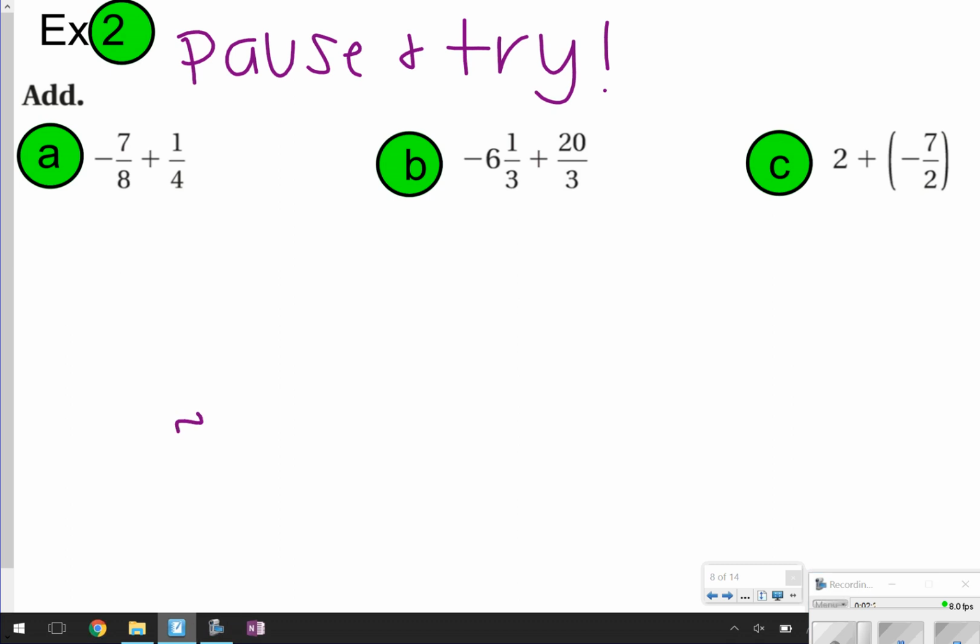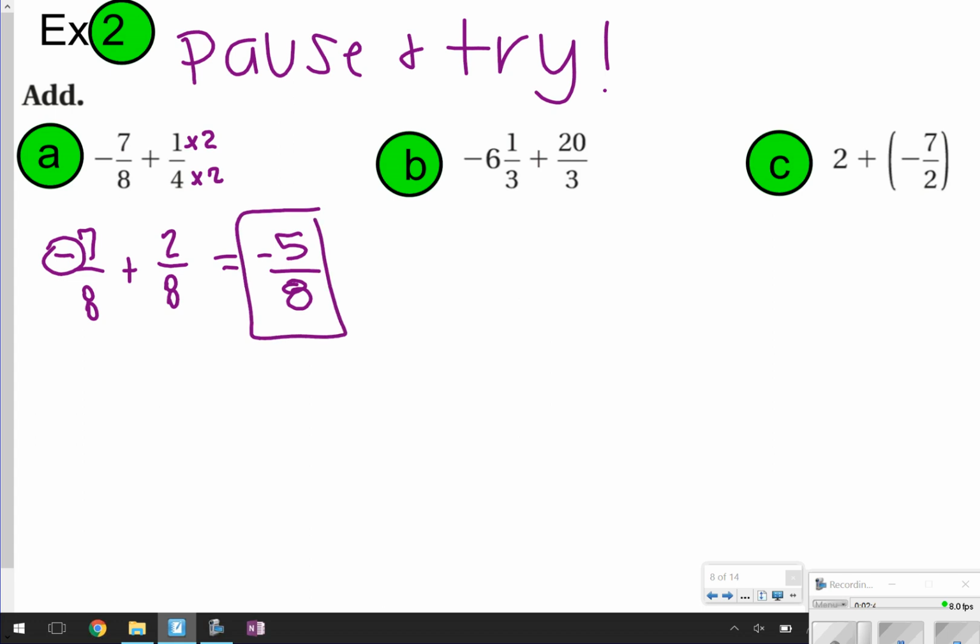Remember this first one, you do need to have a common denominator, so I'm going to change this 4 to the 8. So I'm going to multiply both those by 2. So my new fractions will be -7/8 plus 2/8, and then different signs subtract. When I'm subtracting 7 take away 2, I get 5. Keep my denominator the same, and my answer needs to be negative because my larger value is negative. Answer to letter A is -5/8.